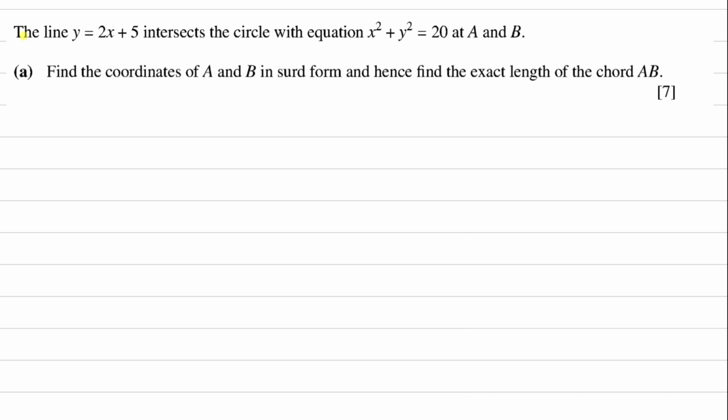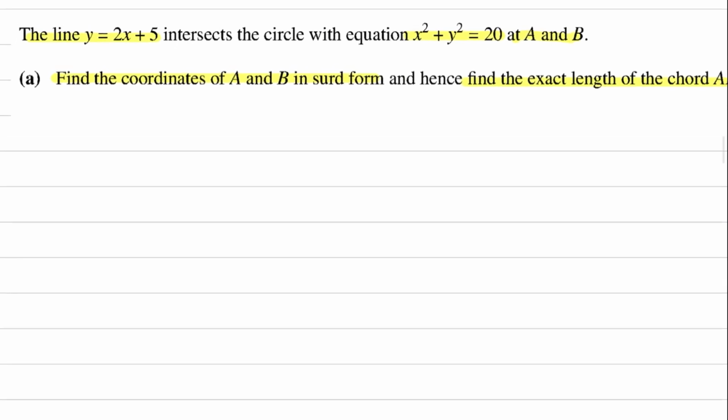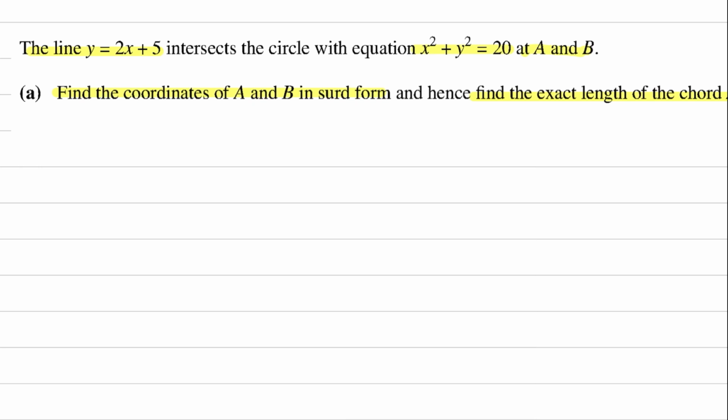Here we have the line y equals 2x plus 5 intersects the circle with equation x squared plus y squared equals 20 at A and B. Find the coordinates of A and B in surd form and find the exact length of the chord AB. So, first things first, A and B are the intersection of the line and the circle, so we can once again substitute the line into our circle. We will get x squared plus y squared, we substitute 2x plus 5, squared, equals 20.